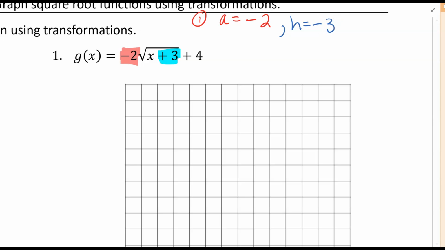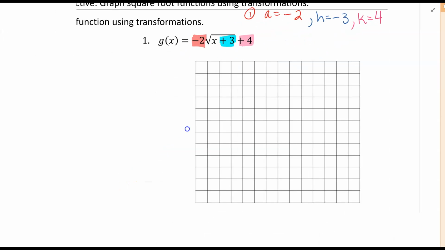Negative 3. And then our K value is at the end after the square root. So in this case, it's going to be 4. All right.